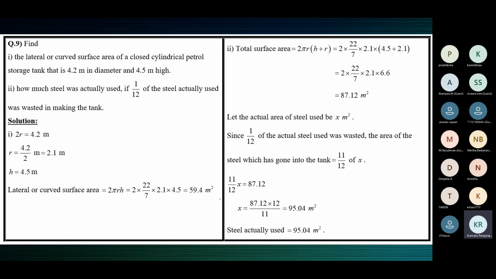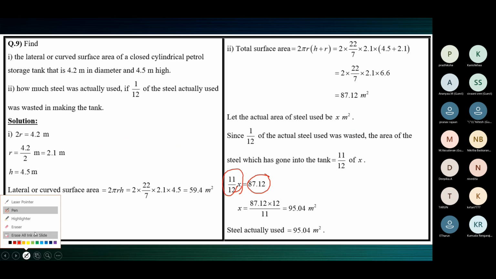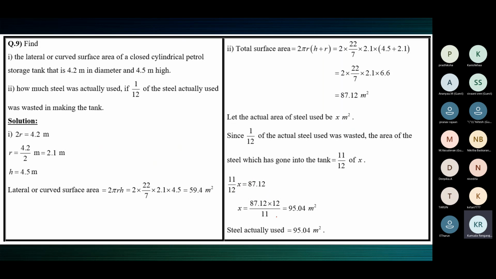One-twelfth of X is wasted. 11/12 of X is used. And what is used is now present in the total surface area of the tank, which is 87.12. On working this, 11 by 12 on the other side, 12 by 11. So this works to 95.04 meters square. So the steel actually used is 95.04 meters square. Of this, 1/12 is wasted, and the remaining 87.12 is in the total surface area of the steel tank.